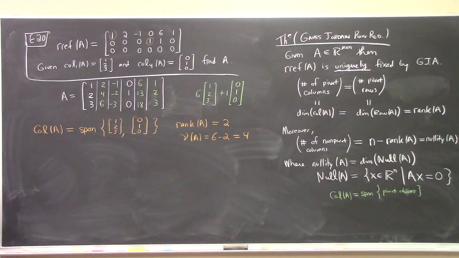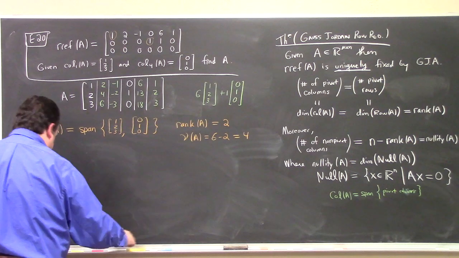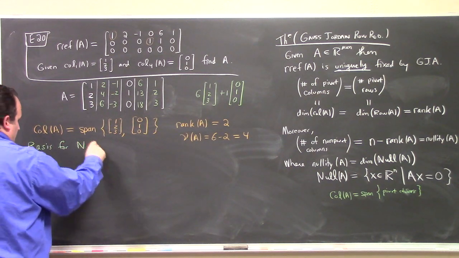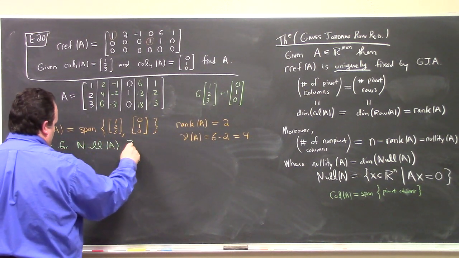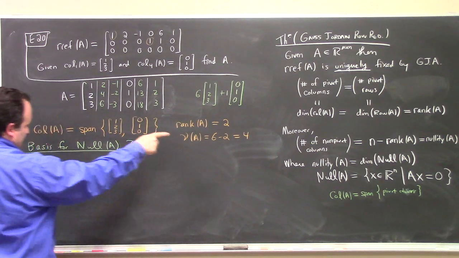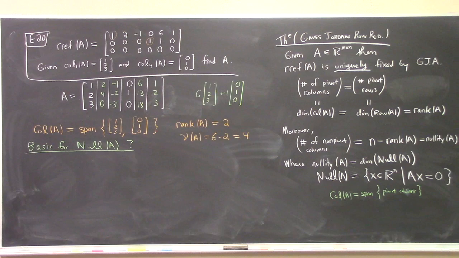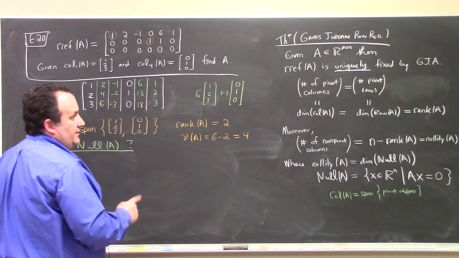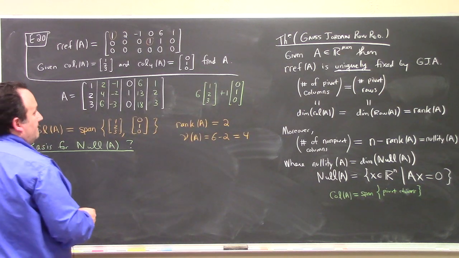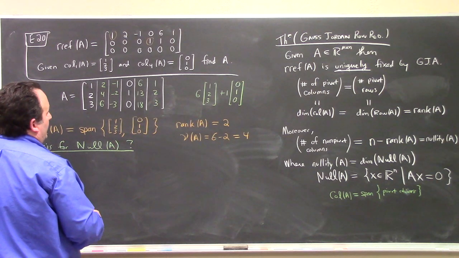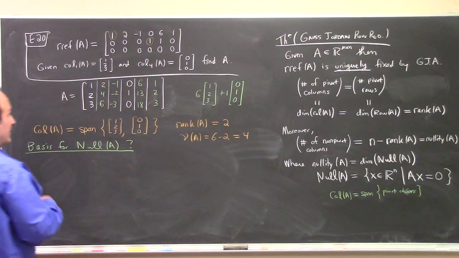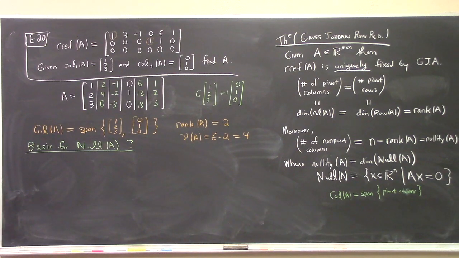What's the basis for the null space of A? Allegedly, there are 4 things in it. What are those 4 things? How big should they be? Where is the null space of A? It is a subset of R^n, right? Here, n equals 6, so we're looking for 6-dimensional vectors.